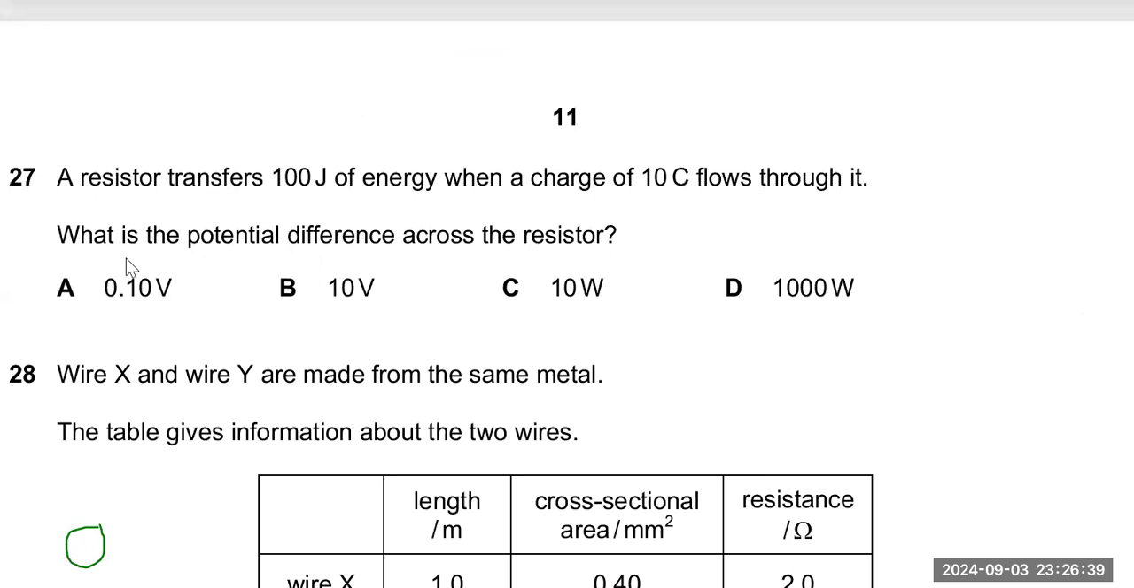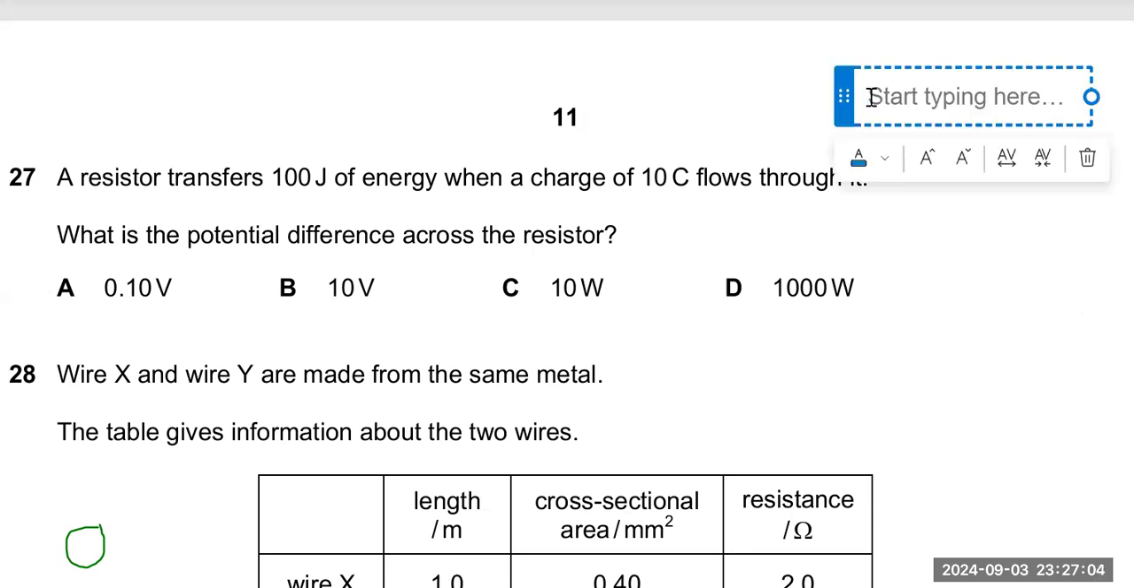Next is: a resistor transfers 100 joule of energy when a charge of 10 coulomb flows through it. What is the potential difference across the resistor? It is a very simple question. You have to solve it by applying the formula: potential is equal to energy supplied per unit charge.